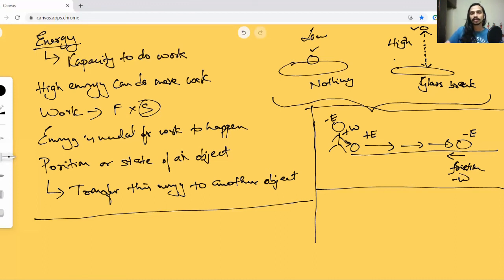In the next class, we'll talk about a very specific type of energy. Since there are multiple types, there's heat, there's sound energy, and there's whatnot. There are a lot of different energies. But we'll be focusing on maybe one or two types of energies for this chapter. In the next class, we'll come and focus on one of these.